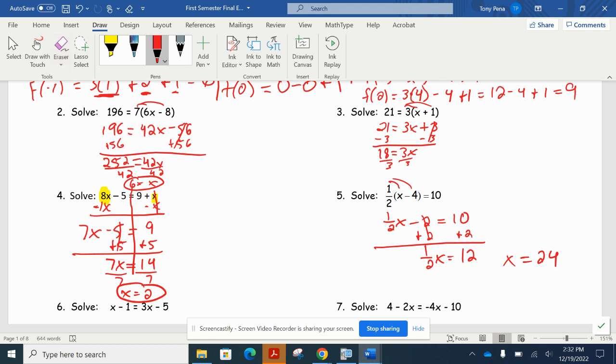But what we could also do, if we're multiplying by a 1/2, I want to get rid of that fraction. I could just multiply by 2, because 2 times 1/2 is 1. You'd have to do the same thing to the other side, which is multiply. So either way, when we multiply both sides by 2, you're going to get that x value to be 24.